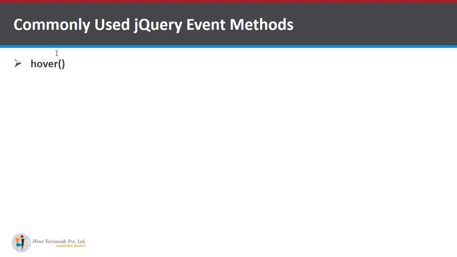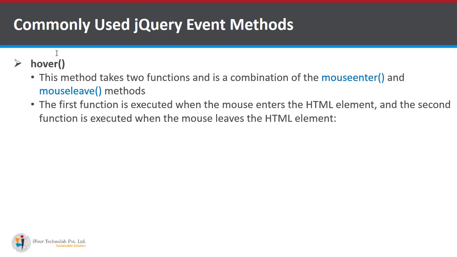Now next event is hover. This method takes two functions and is a combination of mouseenter and mouseleave methods. The first function is executed when the mouse enters the HTML element and the second function is executed when the mouse leaves the HTML element. The following example says when mouse pointer moves on a p1 element, it fires the first function with alert message you hover p1.